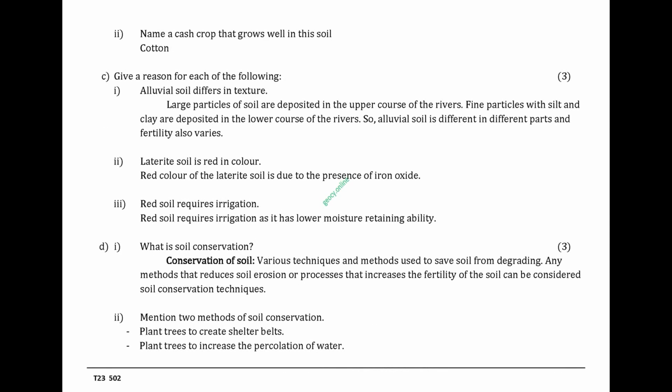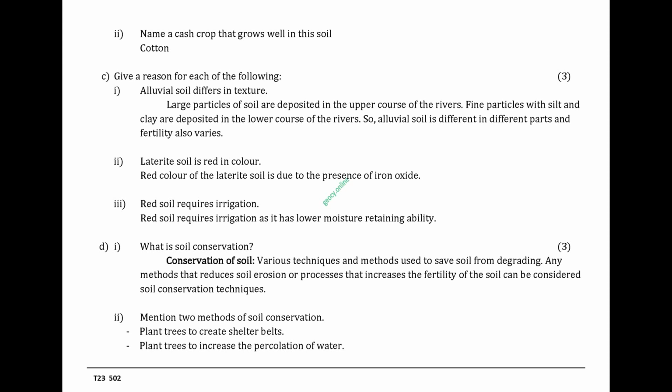Any one. Name a cash crop that grows well in this soil. Cotton. Give a reason for each of the following. Alluvial soil differs in texture. Large particles of soil are deposited in the upper course of the rivers. Fine particles with silt and clay are deposited in the lower course of the rivers.